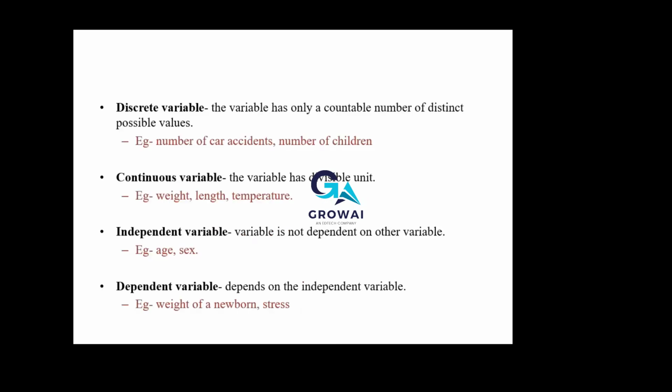Then we have discrete data, which has a countable number of discrete possibilities. You can count that and put a round figure on it, like the number of children's car accidents that happened. Continuous data means the variable has divisible units, like temperature, which can move to a point like the value of pi.